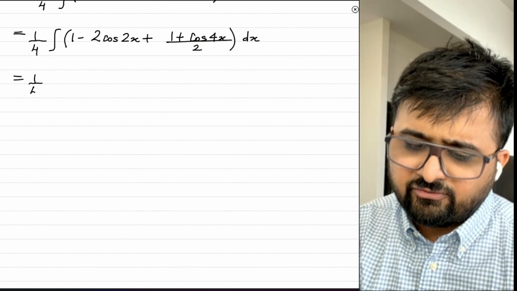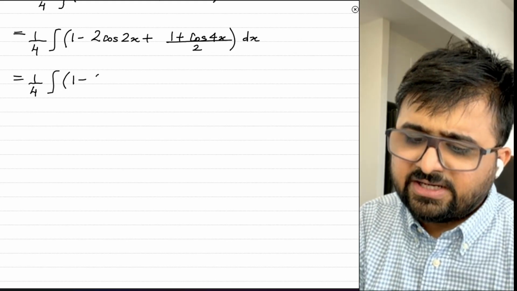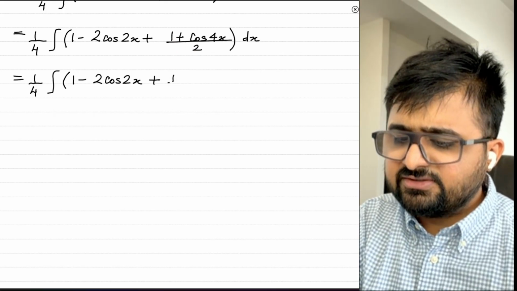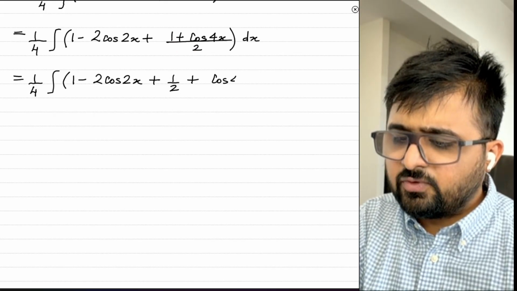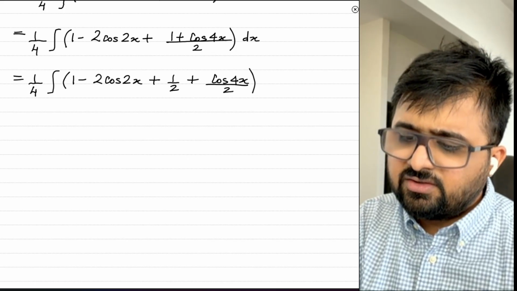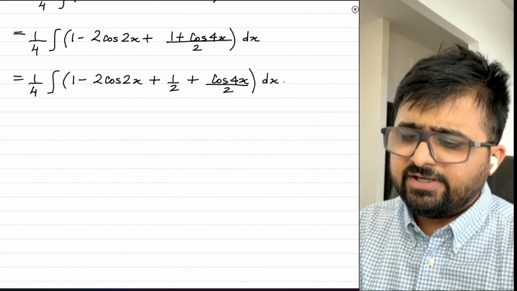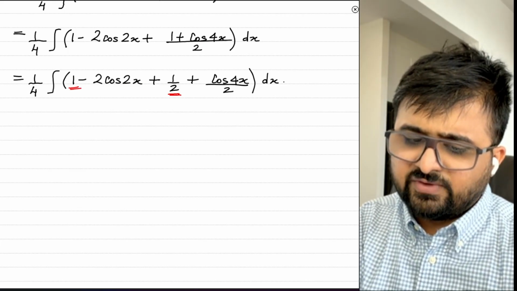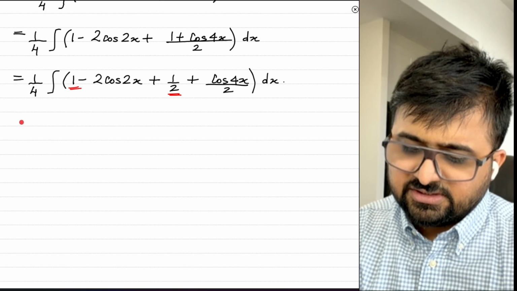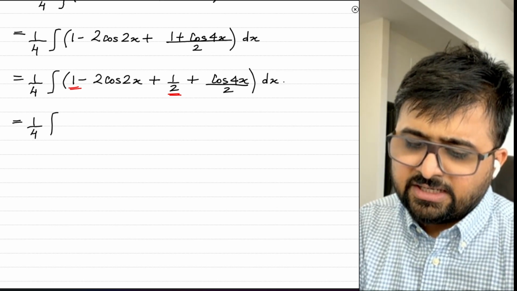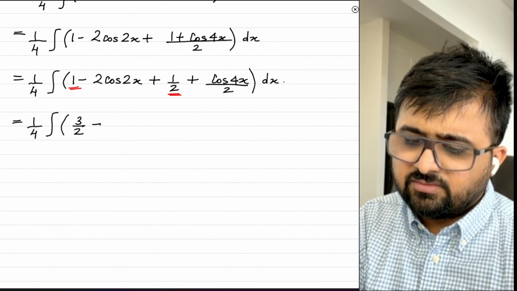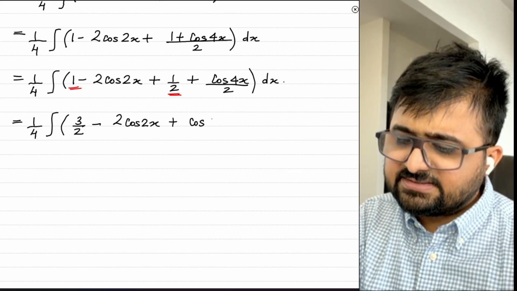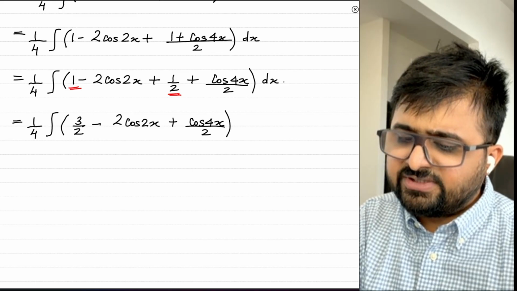So that we have 1 over 4 integration of 1 minus 2 cos 2x plus this 2 will go with 1, so 1 by 2 plus cos 4x divided by 2, with respect to x. I split that 2 in both of those terms. Now this 1 and then 1 by 2, we can add them up and write it as 3 by 2. So that will become 1 by 4 integration of 3 by 2 minus 2 cos 2x plus cos 4x divided by 2 with respect to x.